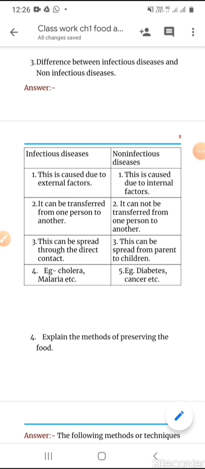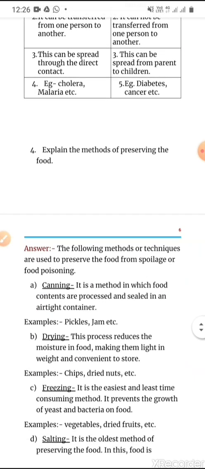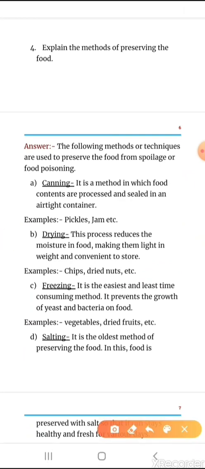As in this video, we have studied the different methods of preserving food. Now we have to explain those methods. The following methods or techniques are used to preserve food from spoilage or poisoning. So we studied 4 common methods. First one is canning, second one is drying, third one is freezing, and fourth one is salting.